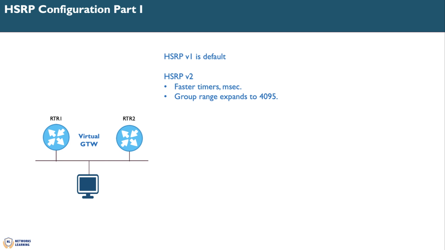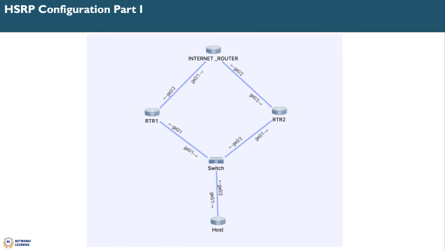So this gives a very light and high level introduction to HSRP. There's a lot more to HSRP than these few slides. But in the next part, we will run a lab. I'll run my labs on Cisco VIRL. In this lab, we will have this topology, basically a host connected to a switch, two routers as an uplink, and an internet router. HSRP will be running between router 1 and router 2.